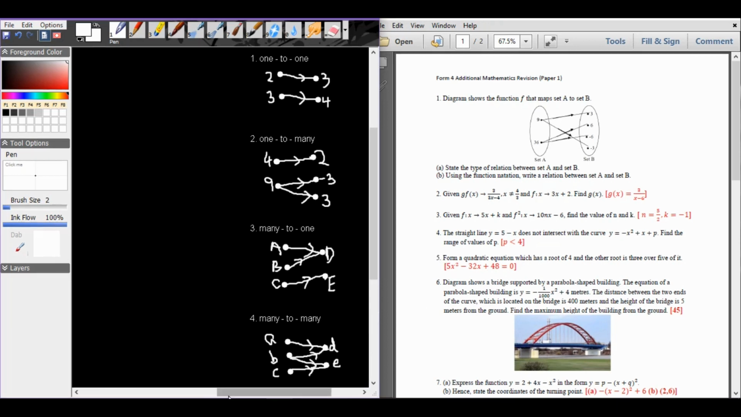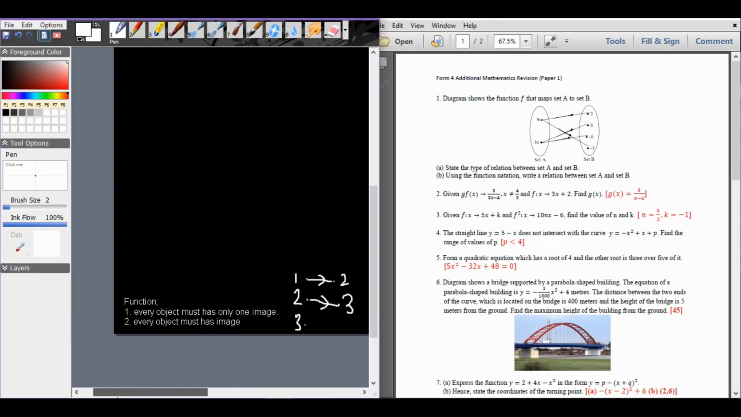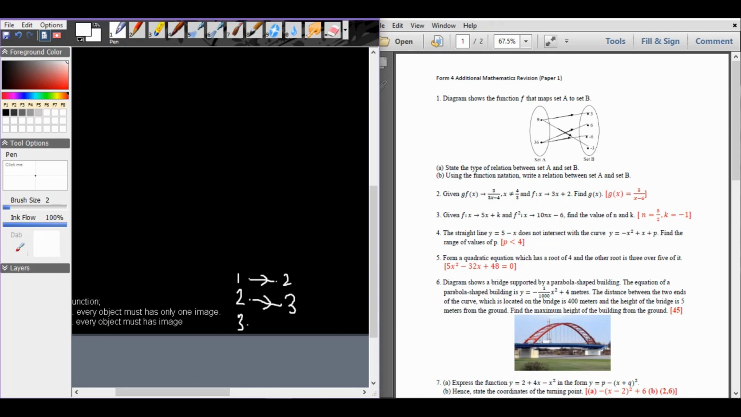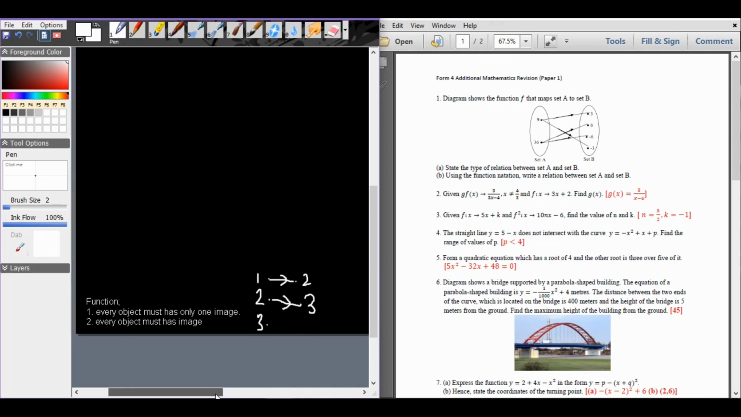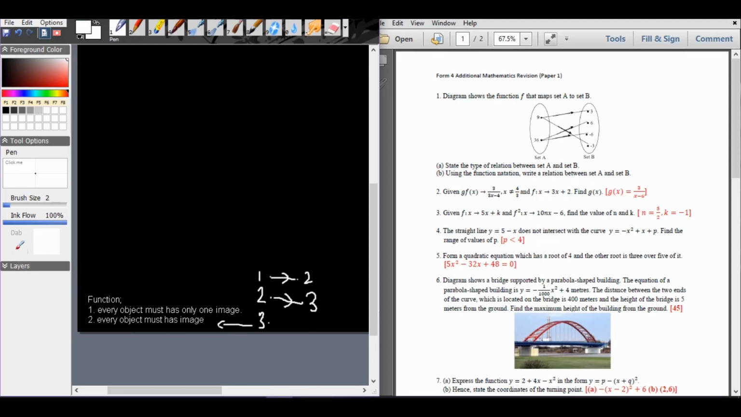For function, a function is a special relation for which there is a special condition. For a function, every object must have only one image, and also every object must have an image. So let's say this one. One object, only one image. One object only corresponds to one image. But 3 here does not have any image. So this is not a function because 3 here does not have an image. This does not fulfill the second condition. Every object must have an image.